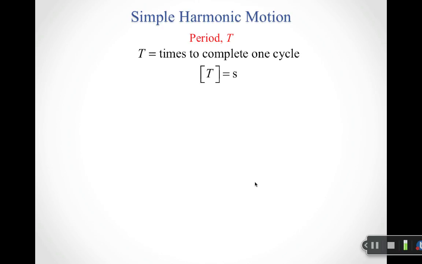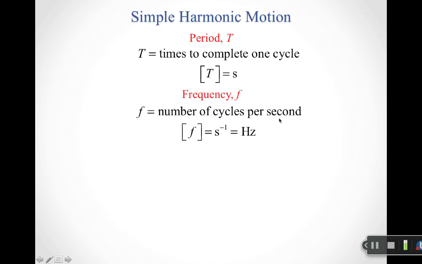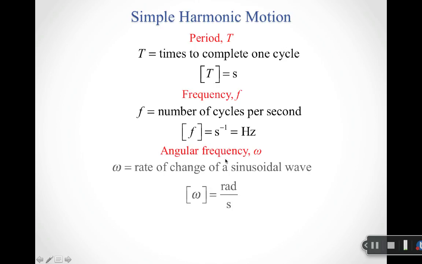So we want to be able to relate the period to the frequency and the angular frequency. Period, again, that's big T, that's the time to complete one cycle. It's going to have units of seconds. The frequency, that's little f, that's the number of cycles per second. That has units of 1/seconds. That's also called a hertz. So when you see things in units of hertz, they're telling you the frequency.